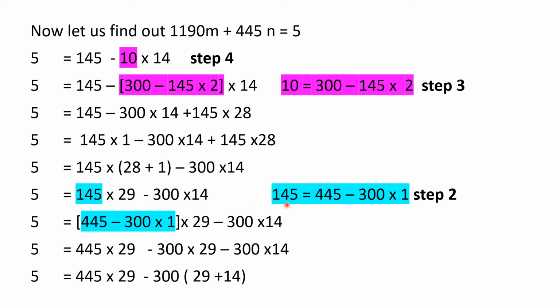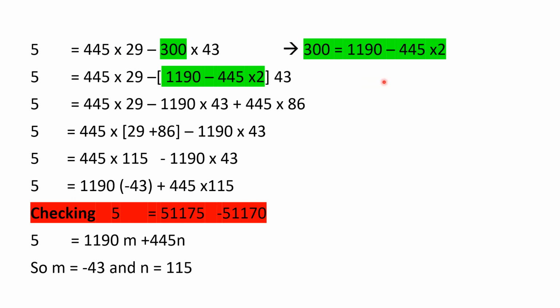Now this 145 I am going to write as 445 minus 300 into 1. This is step 2. That I am going to apply here instead of 145. The remaining 300 into 14 will be there as such. This can be written as 445 into 29 minus 300 into 29 minus 300 into 14. This will be 445 into 29. This minus 300 you take out. You will be getting 29 plus 14. Now what will we get here? 445 into 29 minus 300 into 43.